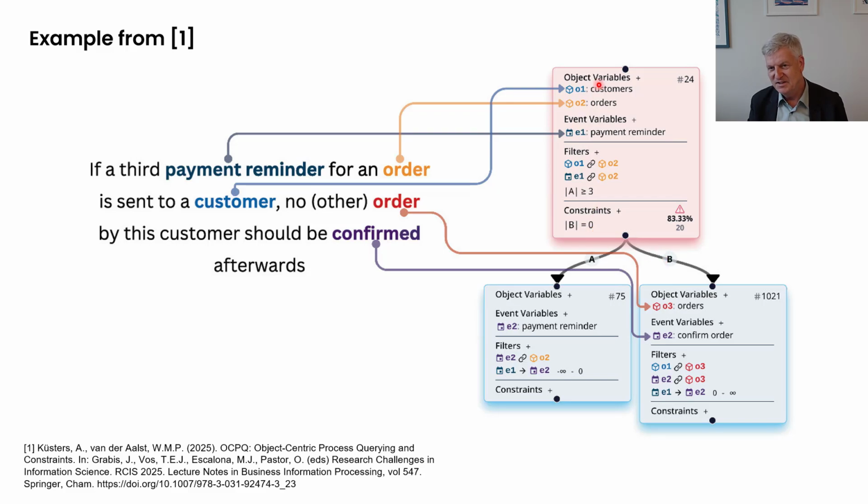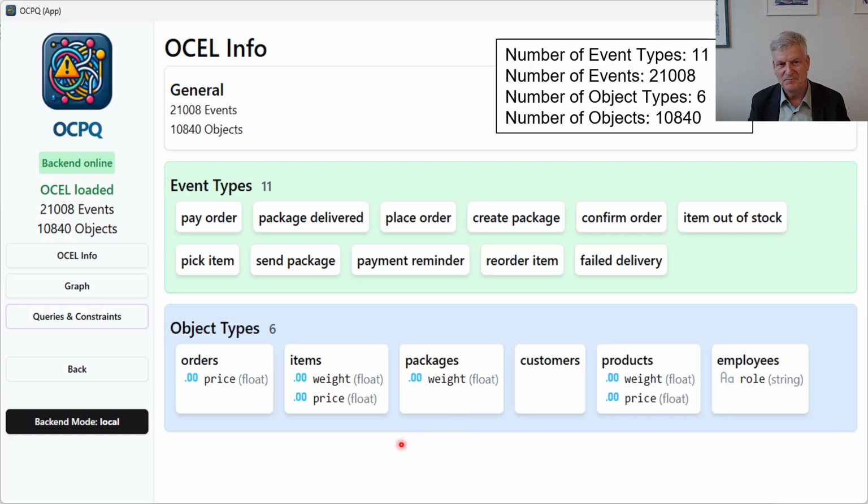So given this combination of customer orders and payment reminder, we don't want there to be any children, so any orders that have a confirm order after, let's say, this time of E1. So that's what you see here. And now you also realize that in natural language this looks very easy, but there are lots of hidden design choices and things that are not clear from the sentence at all. But this is the way that it looks in object-centric process querying.